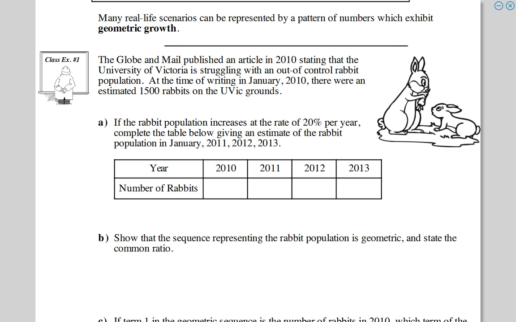Okay, so here we have an article about rabbits. It starts in 2010. There are an estimated 1,500 rabbits. So I believe this first value is 1,500. Now what does it say about this population? It increases by 20%. If you want to increase by 20%, what do you multiply by? 1.2.